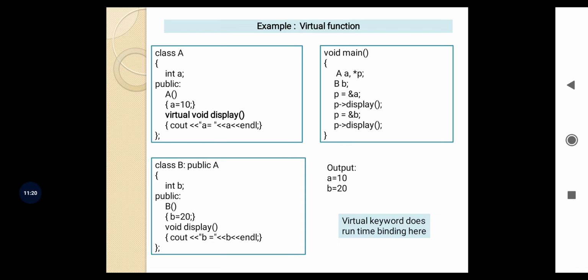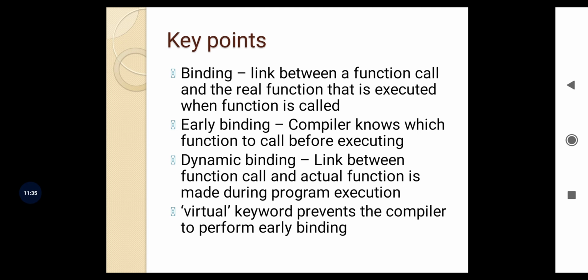Right? So look at the output here. The output is A is equal to 10 and B is equal to 20, and that's exactly what we intended to do. Now the virtual keyword does runtime binding, not compile time binding. How exactly a virtual function works, we will be studying in the next class.